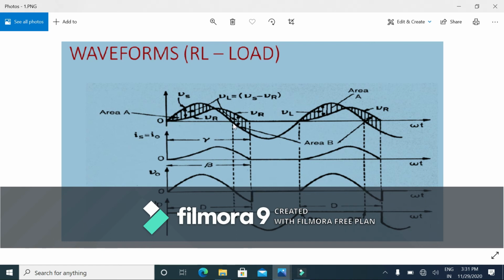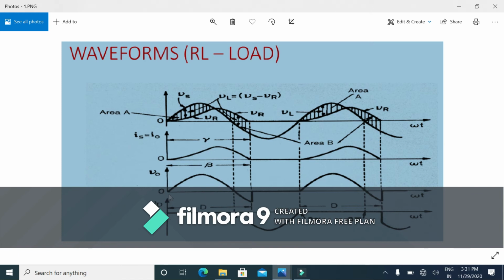From 0 to pi, source voltage is greater than VL. From pi to 2 pi, VL is greater than the source voltage, and because of that this VL is more negative as compared to the source voltage. After that pi interval, this diode again starts, it is forward biased.